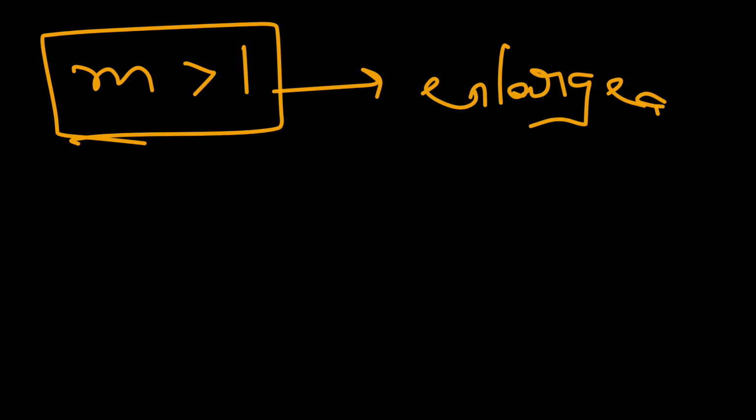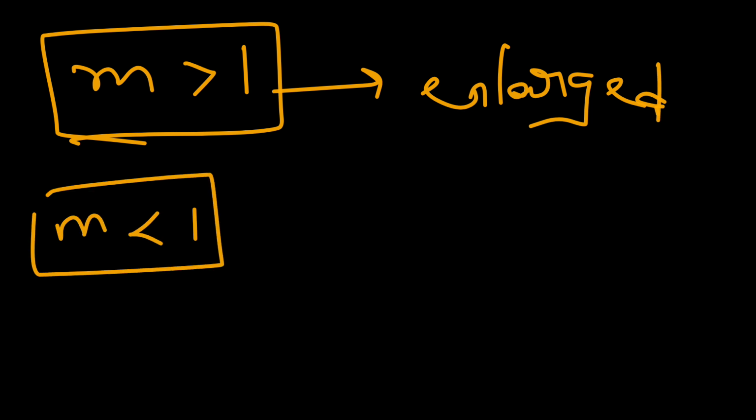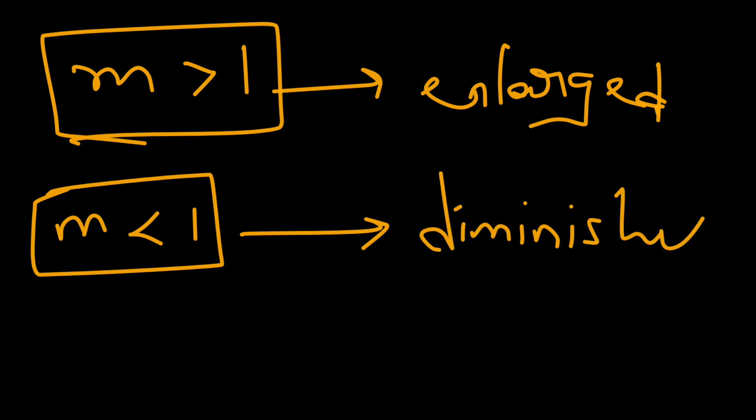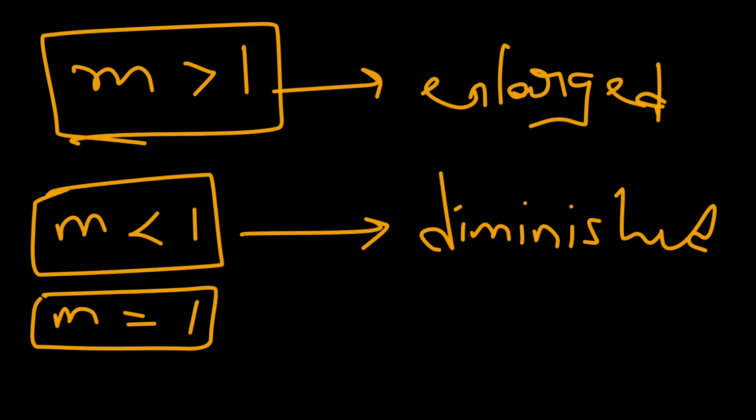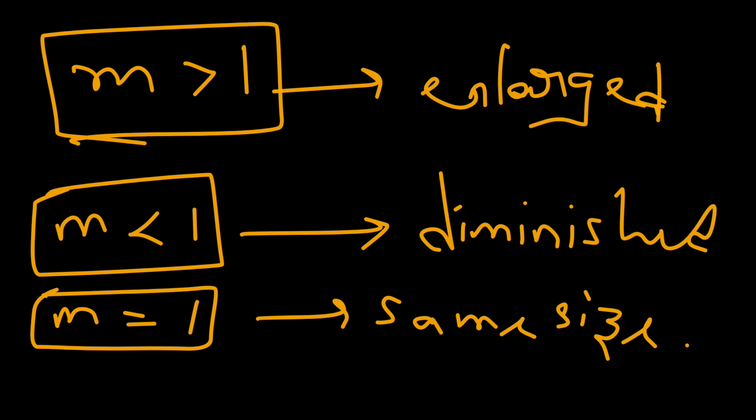Which image is formed? An enlarged image is formed. If the m value is less than 1, what does it say? The image formed is diminished. If m is equal to 1, which means magnification is equal to 1, the size is the same. The image formed has the same size. Okay, let's see the numericals related to these up to now.